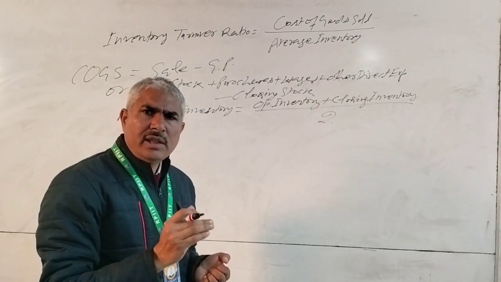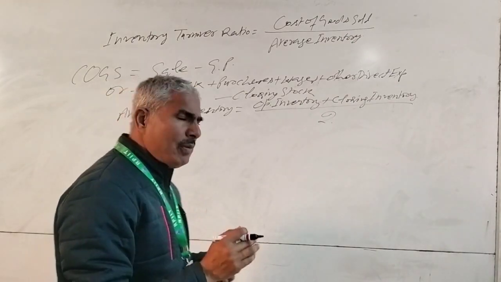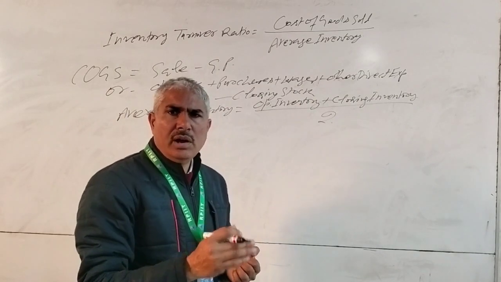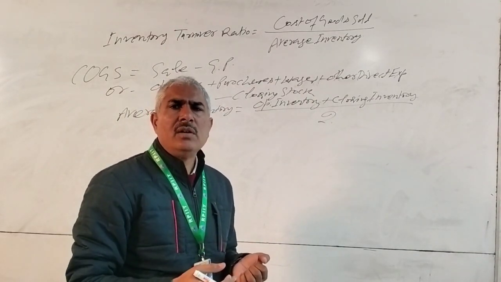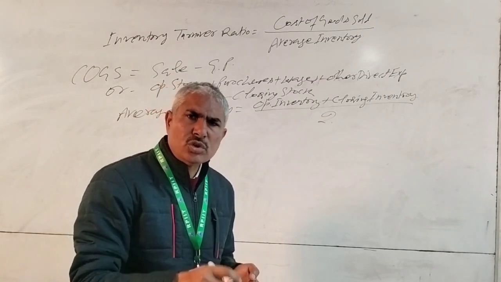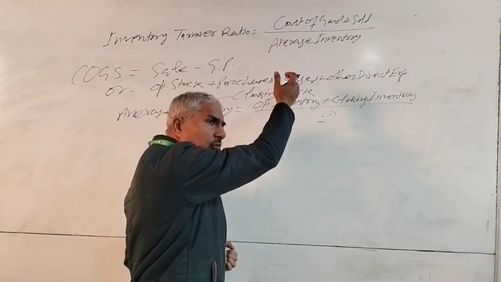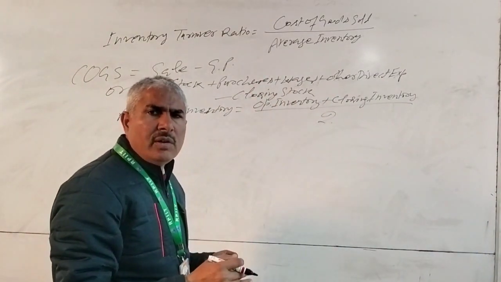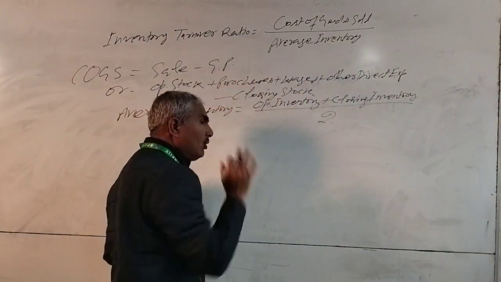Higher the ratio means we are capable of earning more and more profits in the business. Lower ratio means we are unable to retain the stock in the business. Higher the ratio, better for the firm. Lower the ratio, that is the weak position of the firm. That is the inventory turnover ratio.